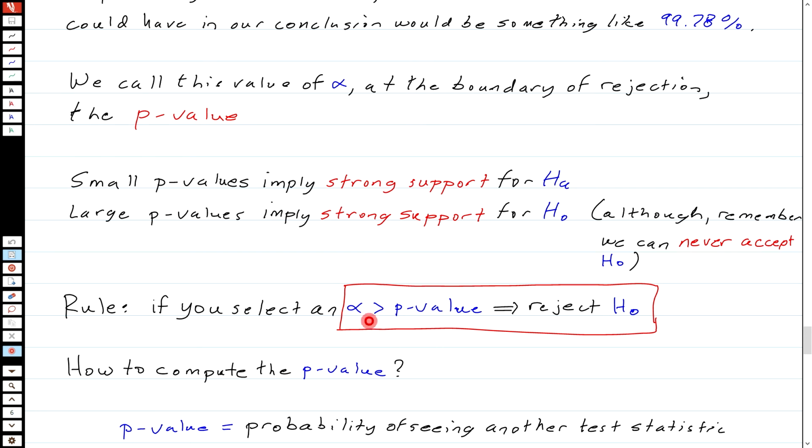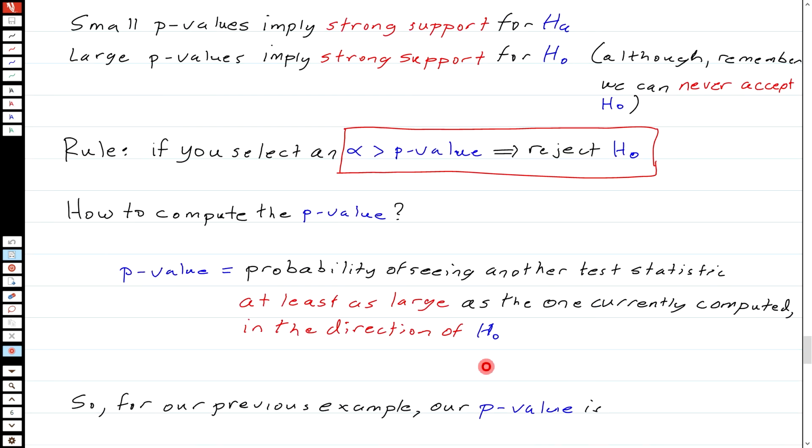If they decide on an alpha value that's bigger than the p-value, they reject H naught and conclude that HA is correct at that level of confidence. In general, then, how do we compute the p-value? The general definition of p-value is the probability of seeing another test statistic at least as large as the one currently computed, and it's important to remember that this is in the direction of H naught.